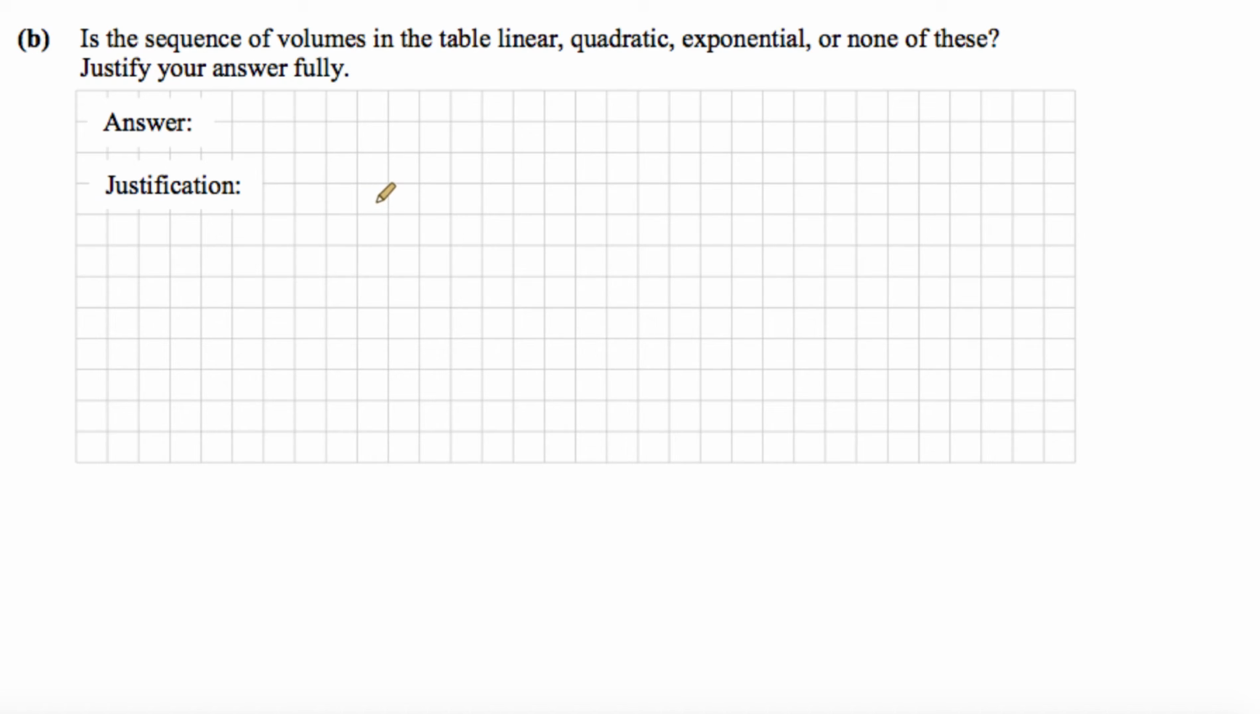So part B says, is the sequence of volumes in the table linear, quadratic, exponential, or none of these? Justify your answer fully. Okay, so I'm going to write the volumes out in a sequence. So we had 1 pi k, then we had 4 pi k, then 9 pi k, 16 pi k, and 25 pi k.